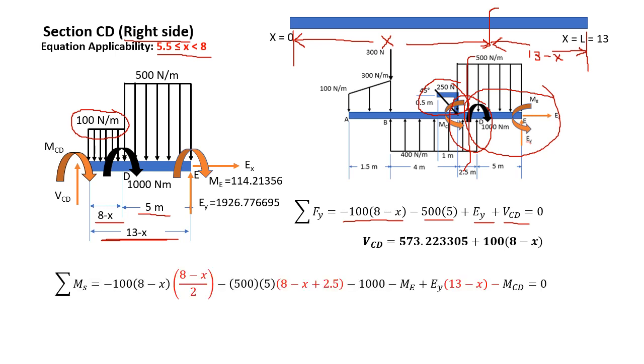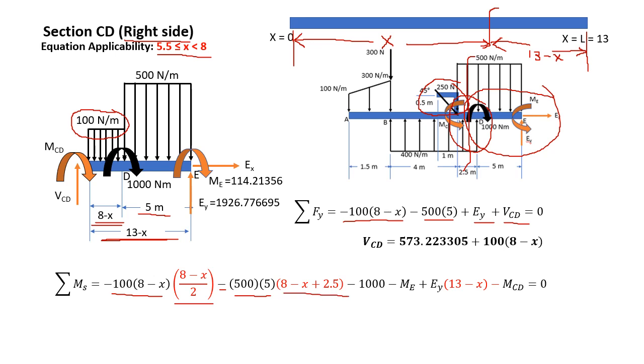Then we sum moment. So again, for our first rectangular load having a height of 100 Newton per meter here, its moment about the section is clockwise, so negative. And then the distance of the centroid of the force is 8 minus x over 2 here. And then for our rectangle with the height of 500 Newton per meter, again, clockwise moment about the section, negative. So 500 times 5. And then the distance of the centroid of this rectangle is 8 minus x here plus 5 over 2 or 2.5. So this is the distance.